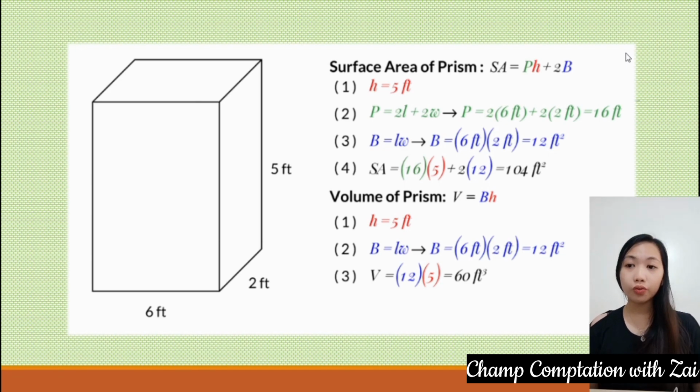So for the volume, the volume is the base multiplied by the height. Our base is 6 multiplied by 2. So we have 12 square feet multiplied by the height, which is 5 feet, is equal to 60 cubic feet.